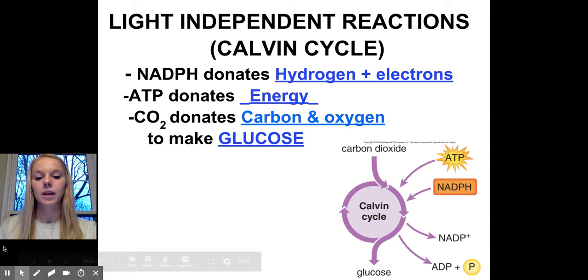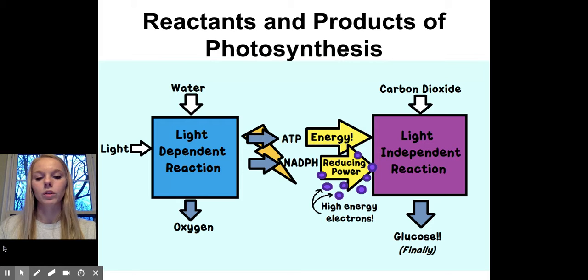In this step, NADPH donates hydrogen and electrons. ATP donates energy, and CO2 donates carbon and oxygen to make glucose. Look back in your diagram to see where each of these are coming from. NADPH and ATP both come from the light reactions, and CO2 is taken out of the atmosphere and enters the plants through the stomata. This last diagram is helpful in showing you all the white arrows as the reactants of photosynthesis and all of the blue arrows as the products of photosynthesis. Your seventh keyword is chloroplast.